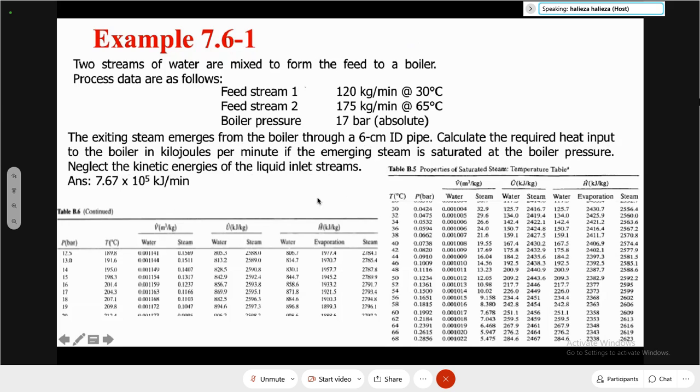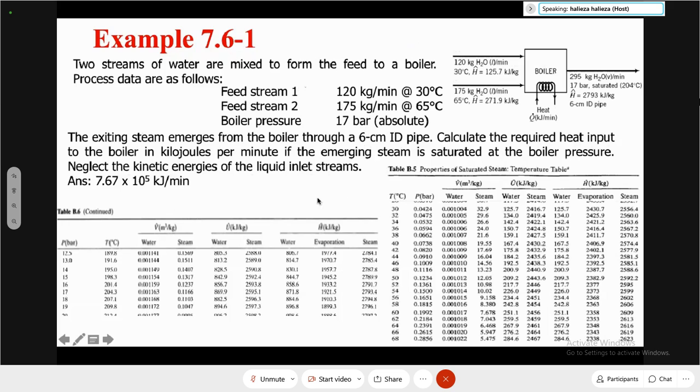Okay, so if you draw the diagram, that's how it looks. This is from the textbook. You have stream number 1, 120 kilogram per minute of water at 30 degrees C. Over here the enthalpy is listed already. I will show you guys how to get that value.